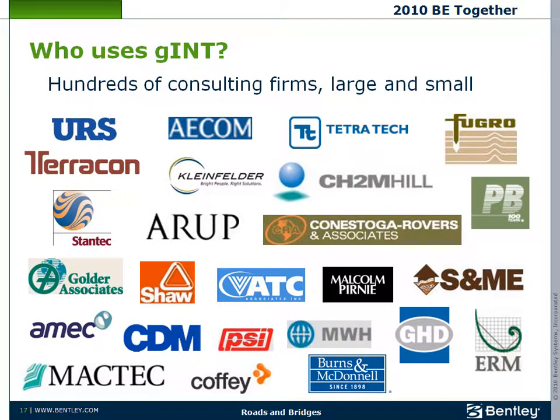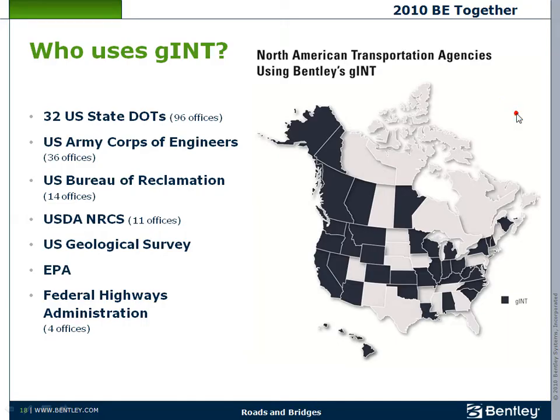So who uses gINT? Hundreds of consulting firms, large and small. So you can see some of them listed here. This is not an exhaustive list, but it will give you a good idea. We also have a lot of government agencies as clients, among which are 32 US state DOTs, US Army Corps, US Bureau of Reclamation, USDA, US Geological Survey, EPA, Federal Highway Administration, and so on.